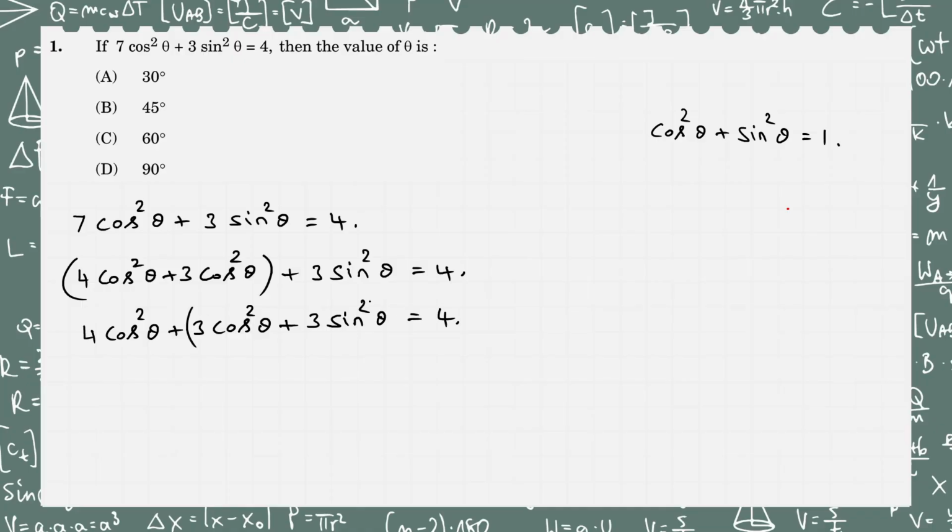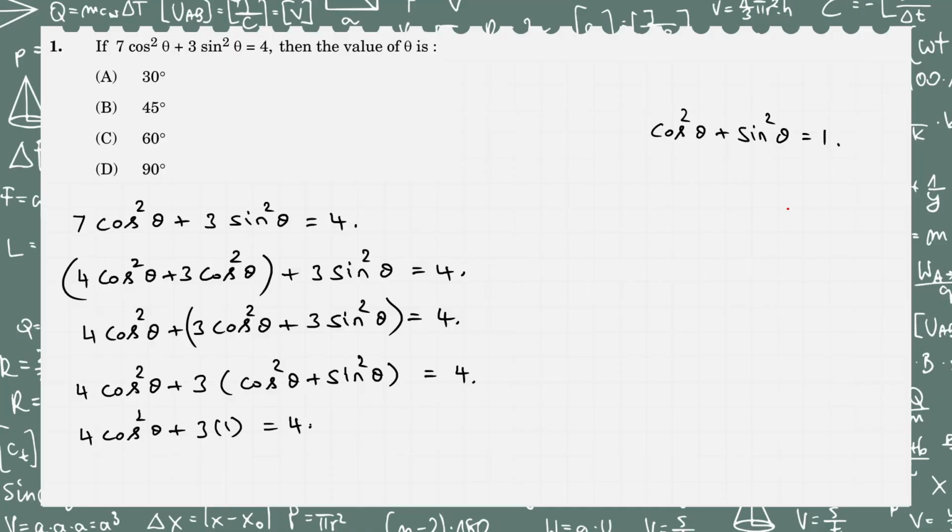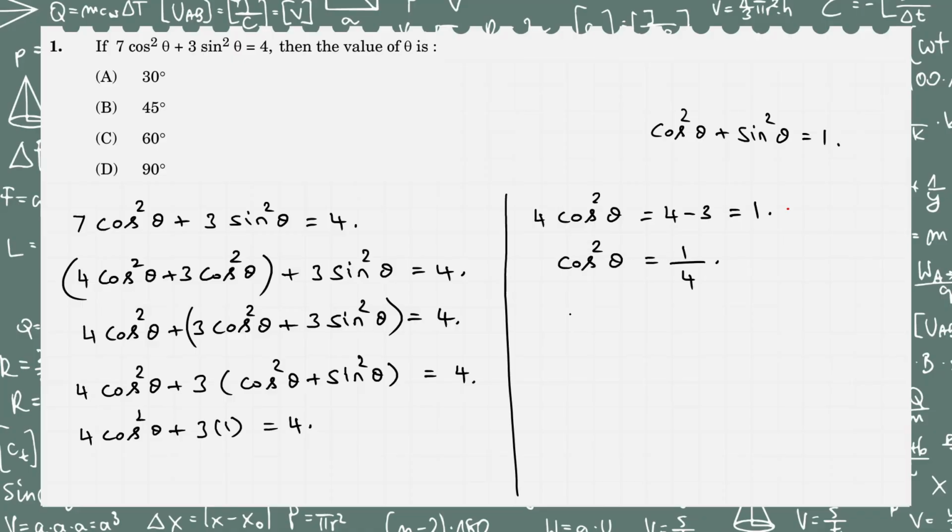Now I am going to group these two together and we can take a 3 common outside. So 3 into cos square theta plus sin square theta, plus 4 cos square theta equal to 4. So this will become 4 cos square theta plus 3 into 1 equal to 4. And that can be written like 4 cos square theta equal to 4 minus 3, which is 1. So cos square theta equal to 1 by 4. So cos theta equal to root of 1 by 4. It is just 1 by 2 only.